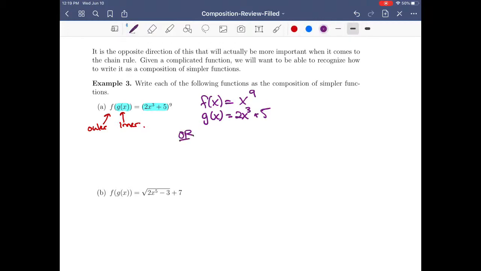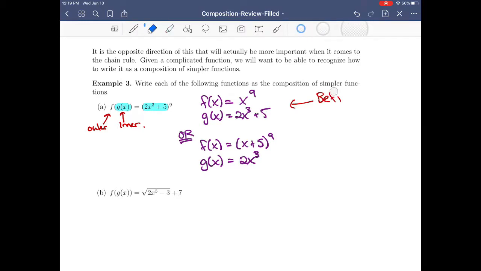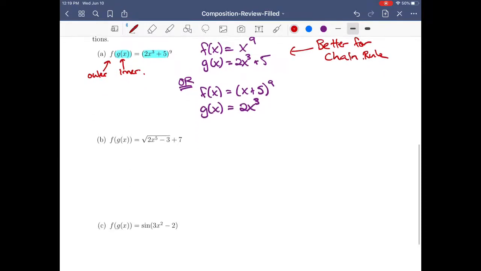Okay, but there are other ways you could do this. Maybe my outside function is x plus 5 to the 9, and then my inner function is just 2x cubed. That would work as well. But the first one we did is better for the chain rule, so it's just the easiest function I can think of on the outside, and then a complicated inner thing. I insert one thing. But there are lots of different ways you could do this. So let's try another one.